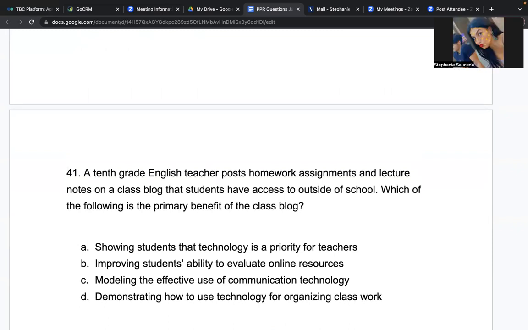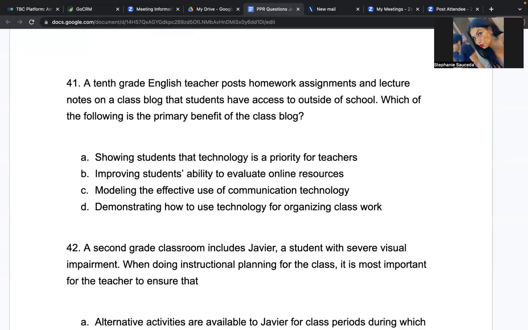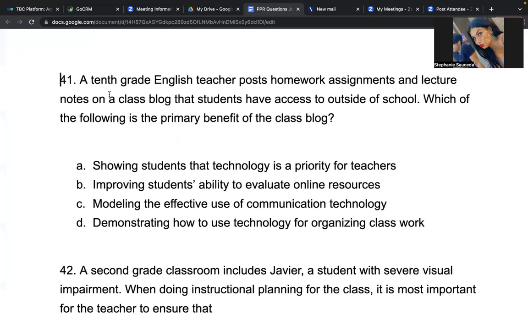All right. Can I have somebody read this one? Sorry, guys, I've been talking all day long, so I'm a little bit sore of throat. A 10th grade English teacher posts homework assignments and lecture notes on a class blog that students have access to outside of school. Which of the following is the primary benefit of the class blog?